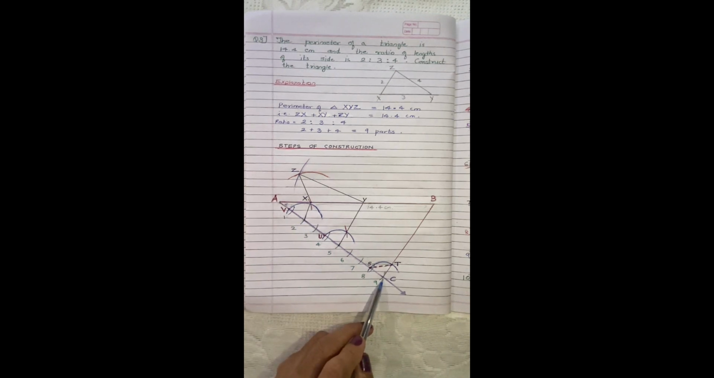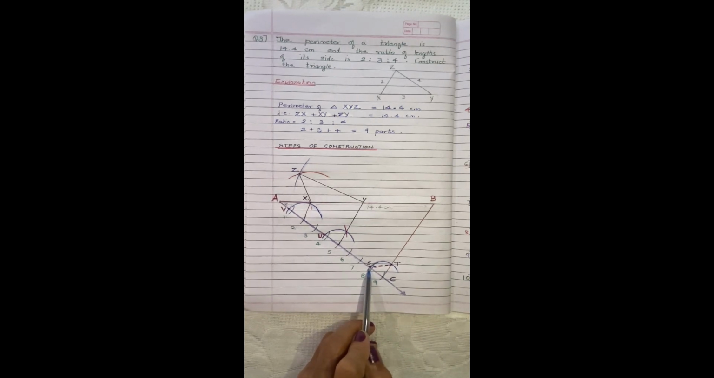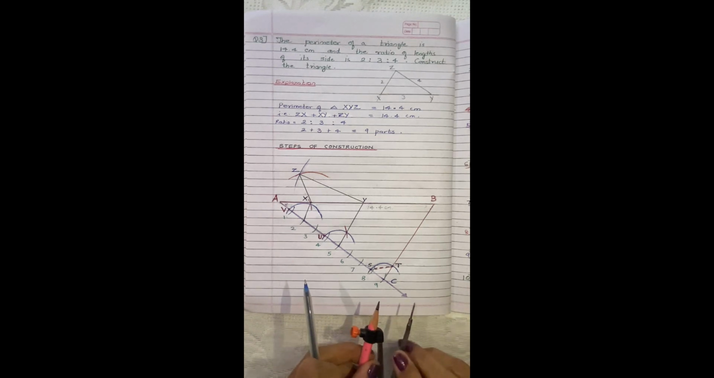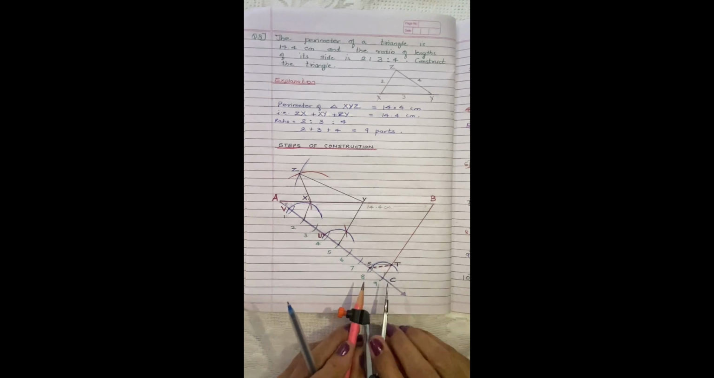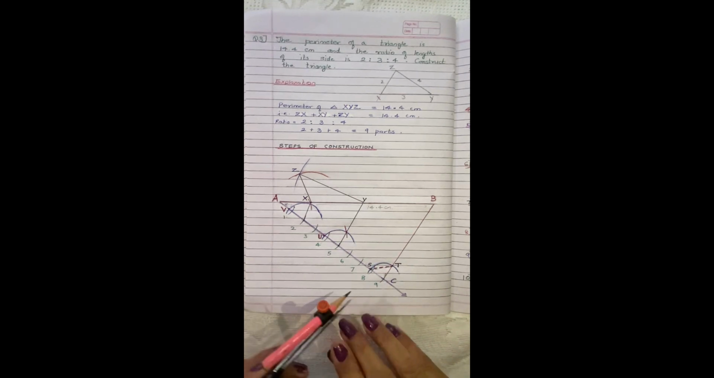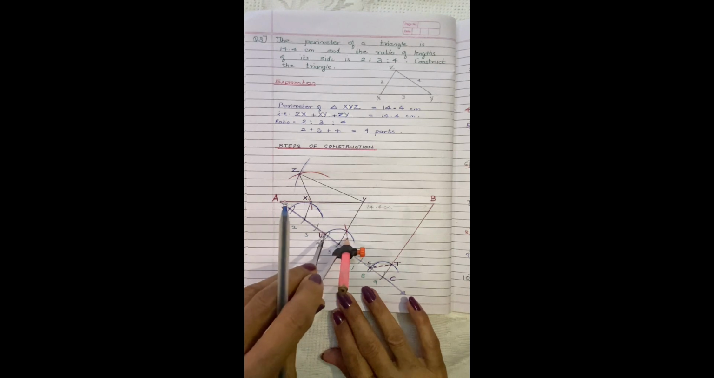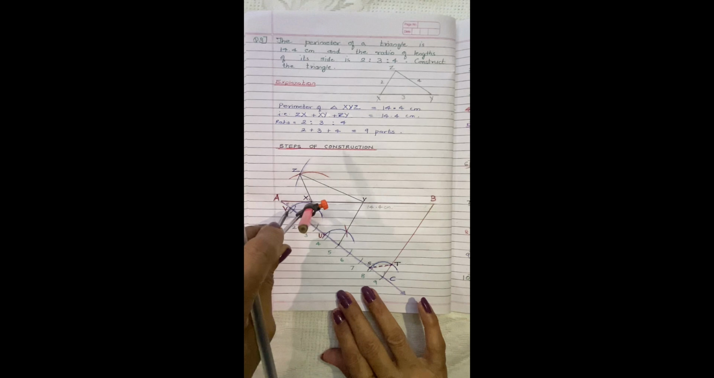Now next step would be, we will measure this distance ST on the compass. Using the compass you will measure this distance ST. You can measure this distance like this over here, and then intersect the arc, placing this. Now we have got point U and V here, and placing this at U, we will intersect the arc. Same measure, we will place it at V and intersect the arc.